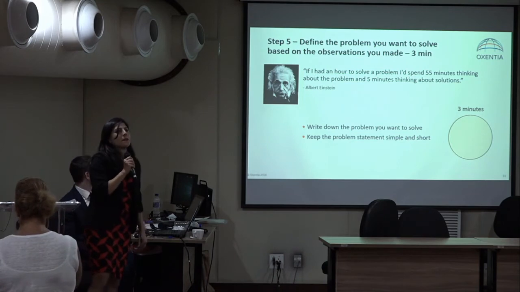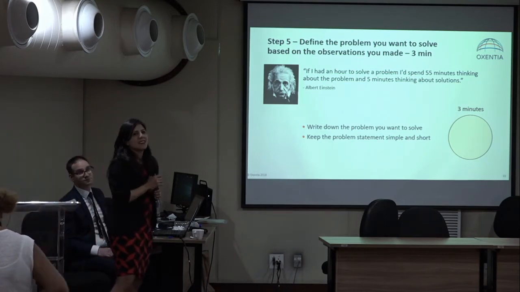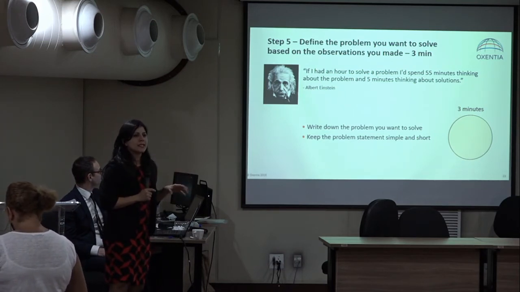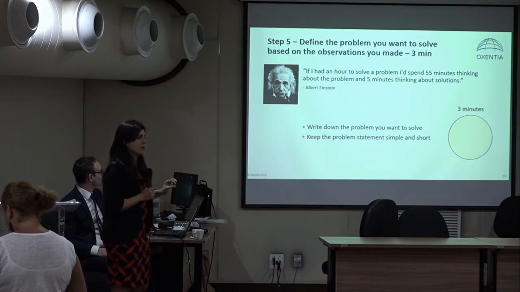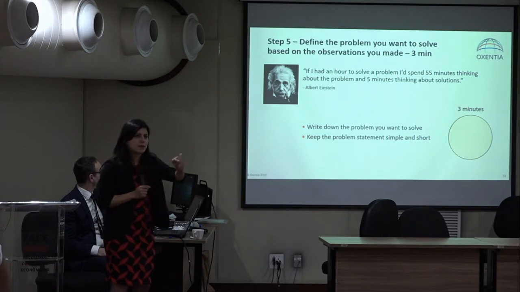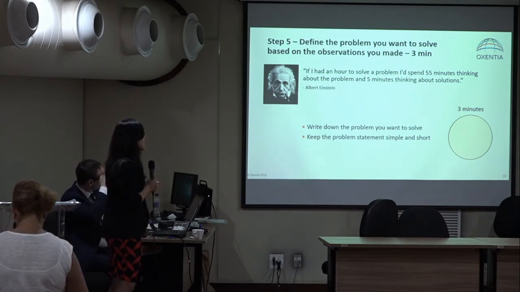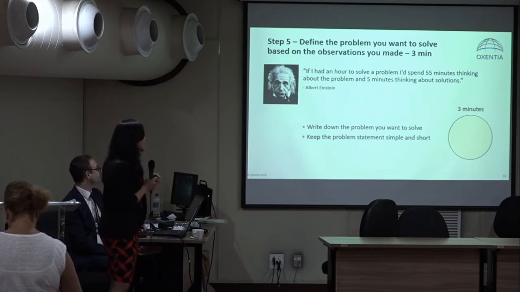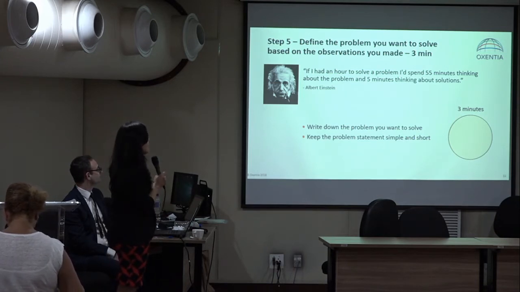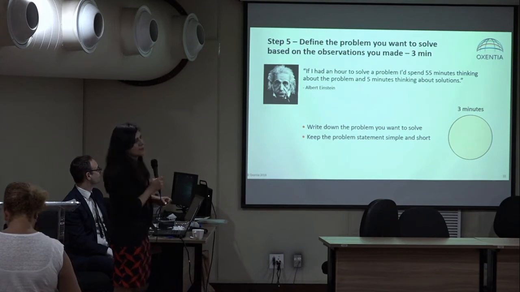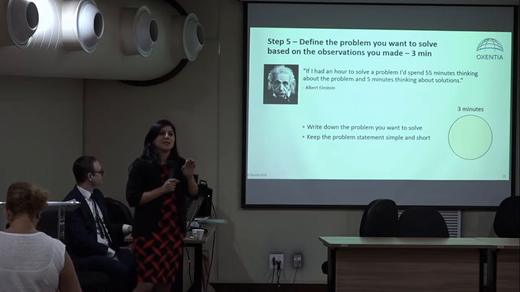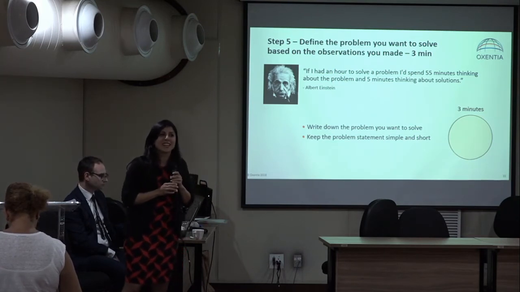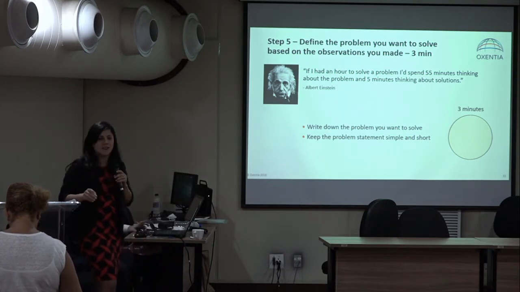Okay, time's up. So this next step: stay there. Now that you identified those and prioritized, I want you to define the problem. This should be quicker, only 3 minutes, for you to write it down on your sheets of paper. What is the problem you're trying to solve? Just keep it short and simple. For inspiration, here's a quote from Albert Einstein, who said that if I had an hour to solve a problem, I'd spend 55 minutes thinking about the problem and 5 minutes thinking about solutions. So we spent all the first part understanding the problem. Once we define it, it should be relatively easy to start thinking about solutions. So define it. Go.